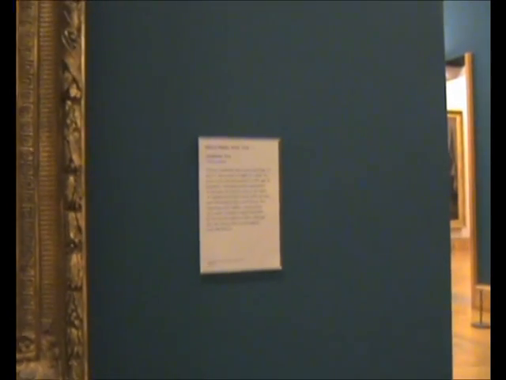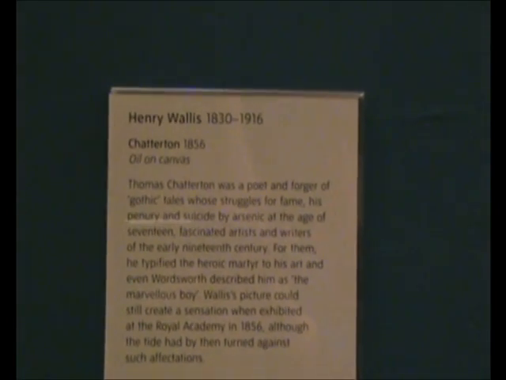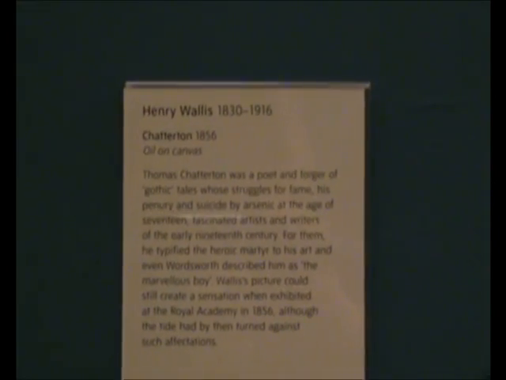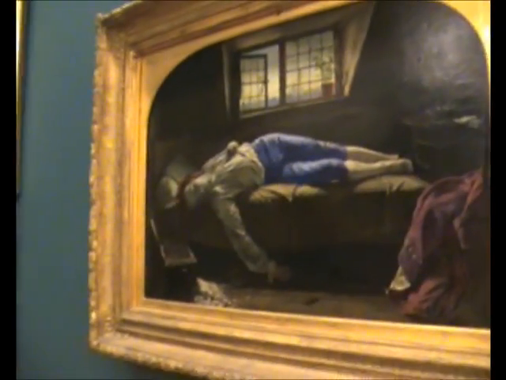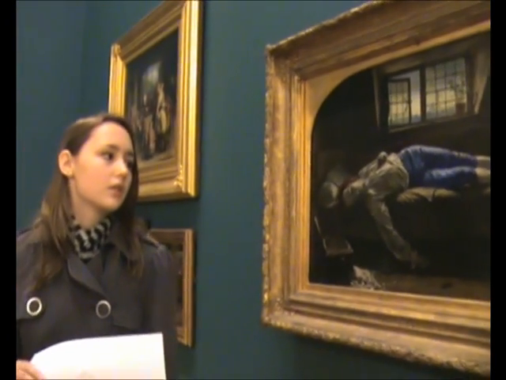exhibited at the Royal Academy in 1856. The painting depicted the late 18th century poet Thomas Chatterton, who poisoned himself in despair at the age of 17 and was considered a romantic hero of many young and struggling artists in Wallace's day.